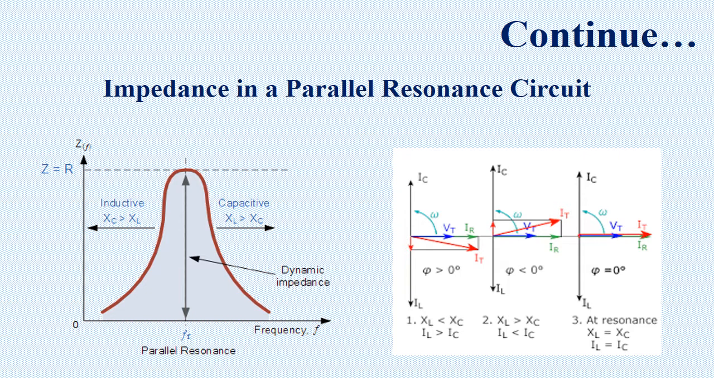At the position of resonant frequency, when XL equals XC, then we have equal amount of inductive current and capacitive current. So the peak point of the curve is where we have our resonant frequency, where we have the equal values of the inductive reactance and the capacitive reactance.